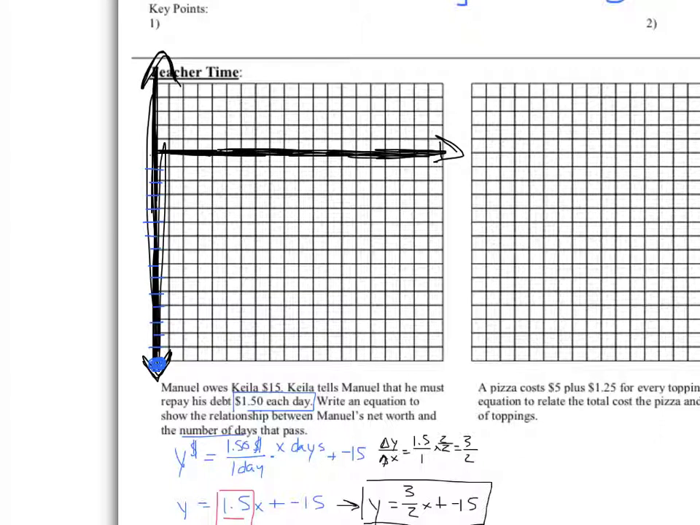Could I have put my axis somewhere else? Absolutely. But if I put it any lower, then I'm going to have to put a scale on my y-axis. And I would prefer to just count by ones. It makes it a whole lot easier. So since I have that option, that's what I want to do.